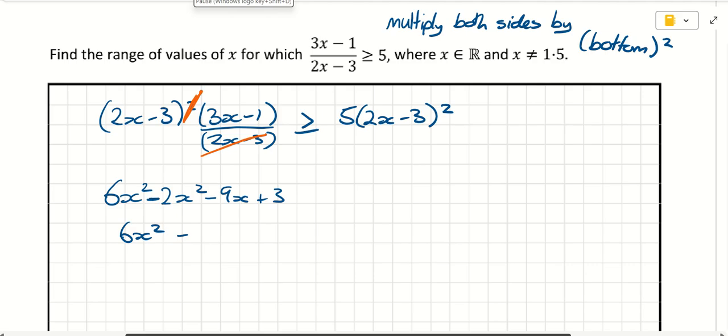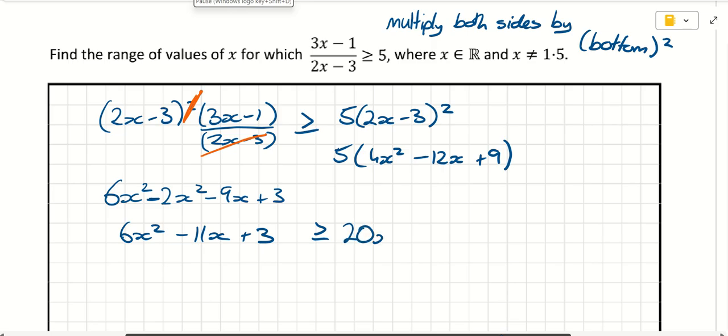Sorry, that should be a minus 2x. So minus 11x plus 3 is greater than or equal to, this will be 5 by 4x squared, then minus 6x minus 6x, so minus 12x. And then 3 by 3 is 9. Okay, again, you can do it out the long way if you want, but just for speed. So here we'll have 20x squared minus 60x plus 45.